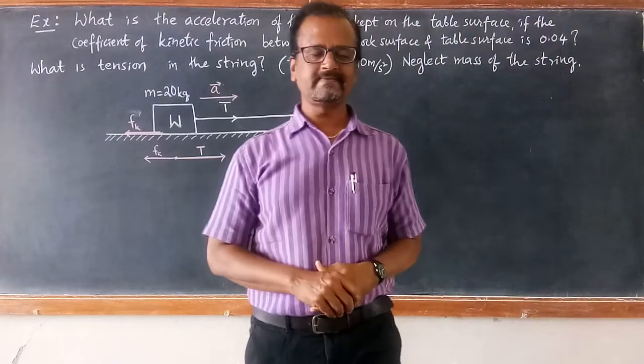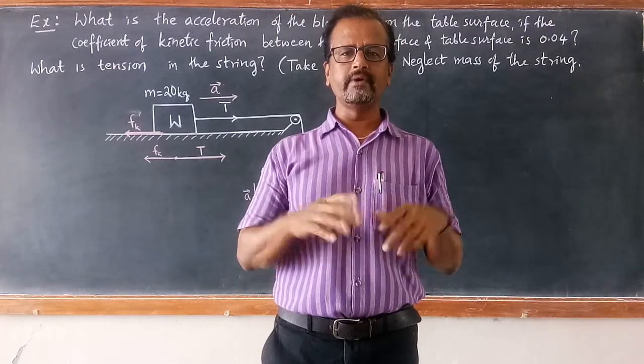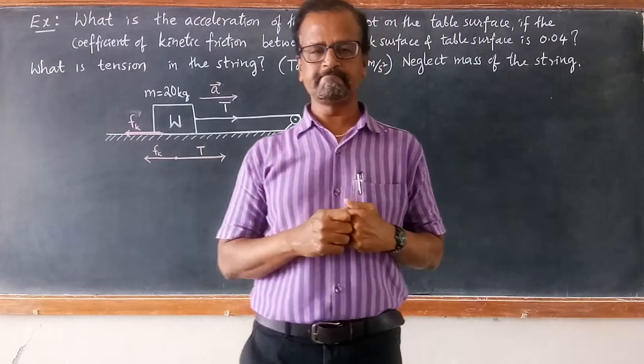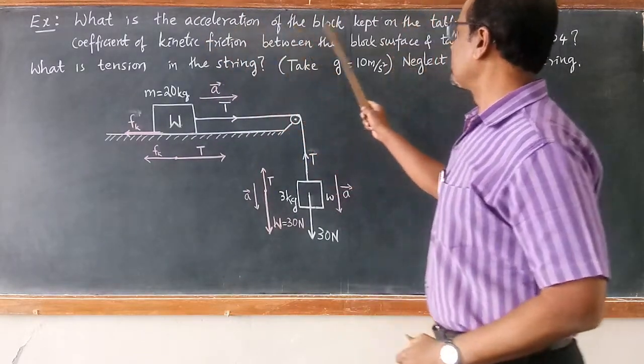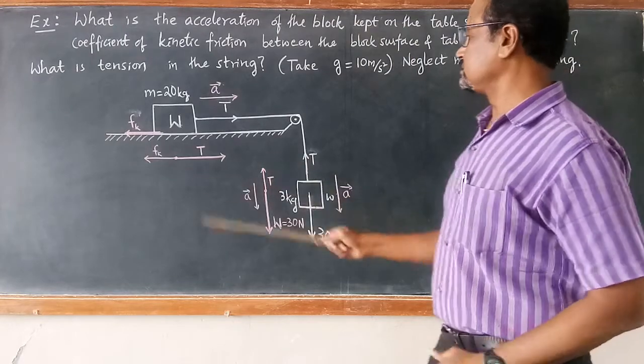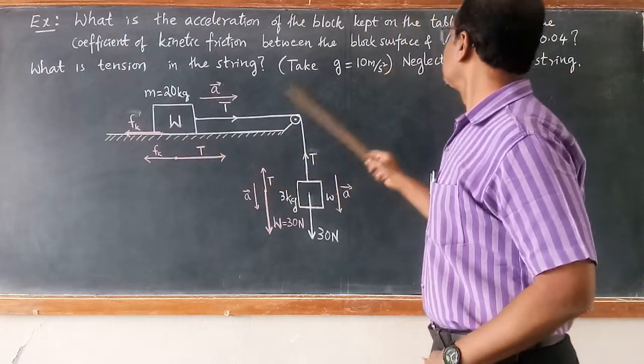Good morning, students. Today let us solve one numerical problem and then we will discuss what is rolling friction. The problem is like this. What is the acceleration of the block kept on the table surface? You see, this is the block which is kept on the table surface.